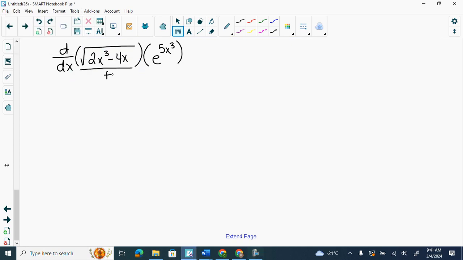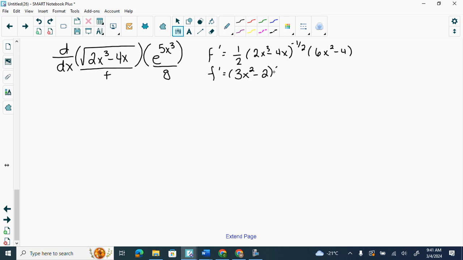F prime equals 1/2 (2x cubed minus 4x) to the negative half times (6x squared minus 4), which is nice enough to let you have a nice one that functions with the half. So we get 3x squared minus 2 when you put the half and the 6x squared minus 4 together, over (2x cubed minus 4x) to the negative half. And then g prime, you rewrite it.